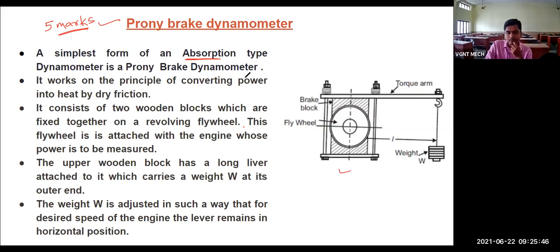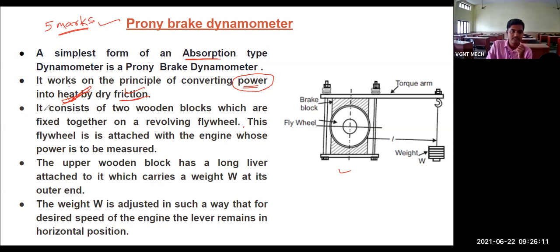Okay. Because this dynamometer will absorb the power from the main engine, and it will convert that power into heat energy by friction. You know, when there is friction, then always some heat energy is generated. So it will convert the power of the engine into heat.